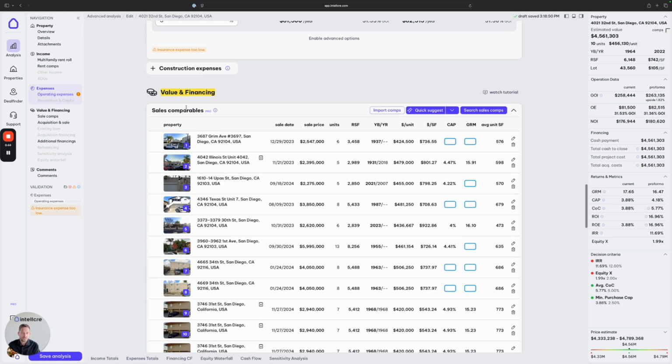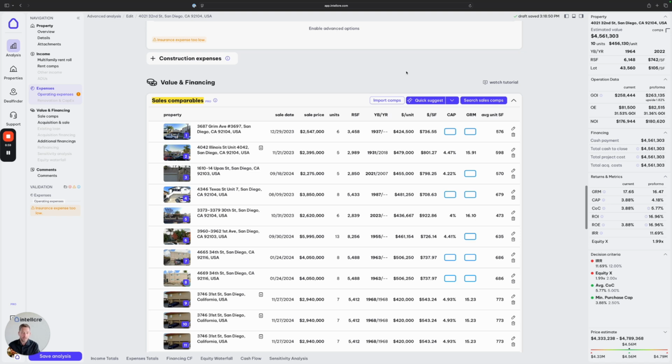So the very first subsection is our sales comps, and there are a couple of ways we can get the sales comps into the system. We can click quick suggest, in which case our AI algorithms are going to pick the best relevant sales comps for this market. So similar properties that were recently sold that fit a very similar profile to our subject property. Another method is to import our comps, so we can import a whole library of comps or create comps individually.